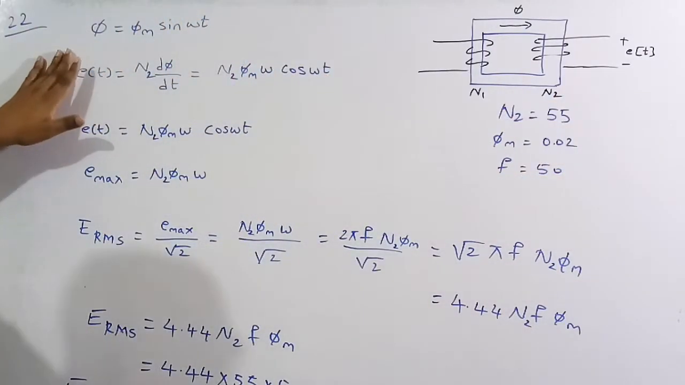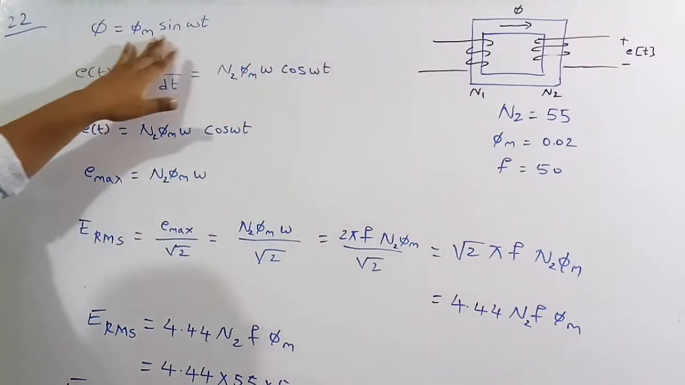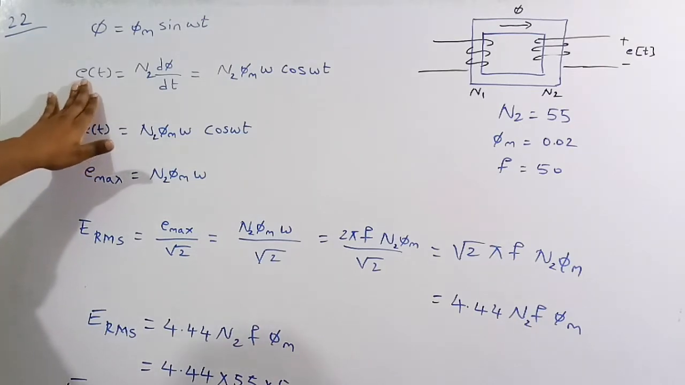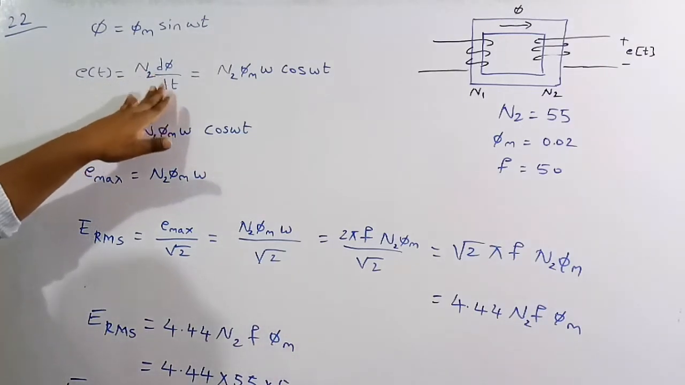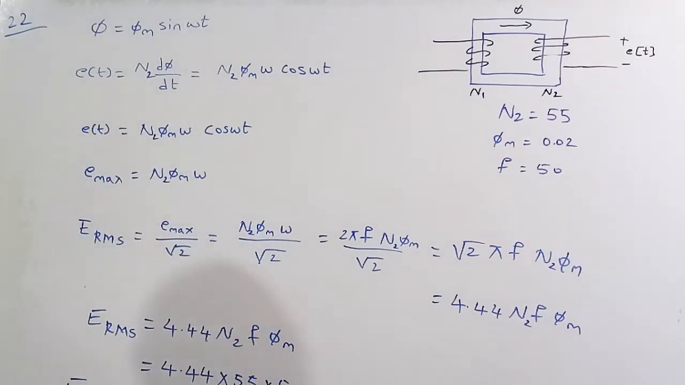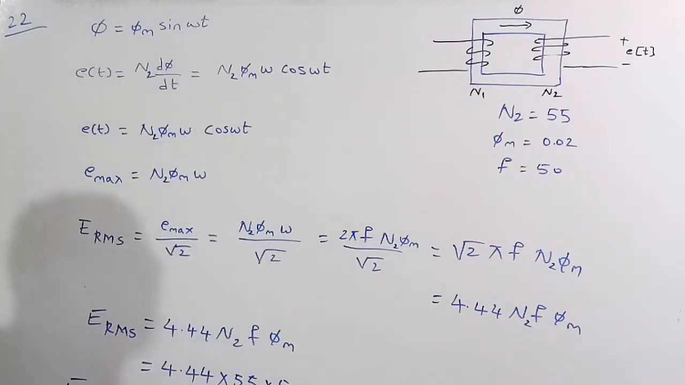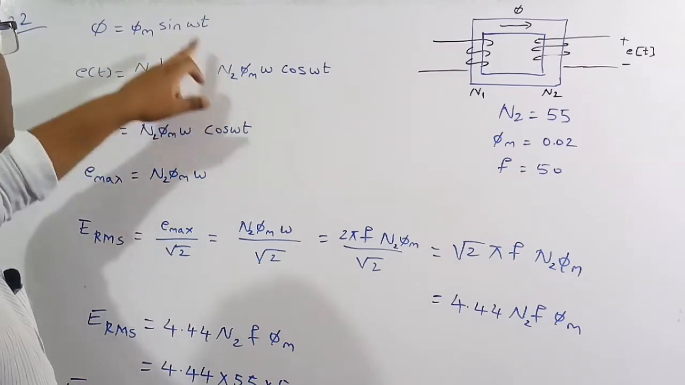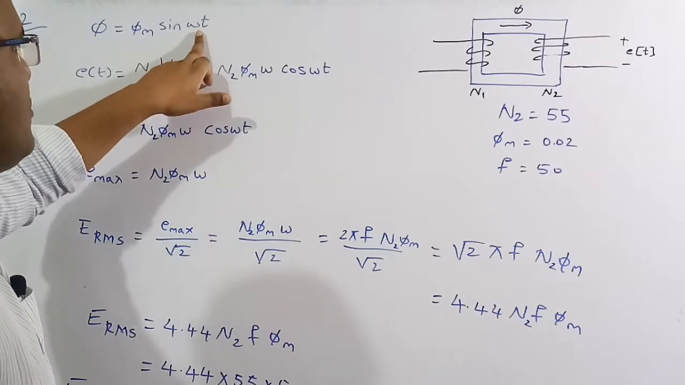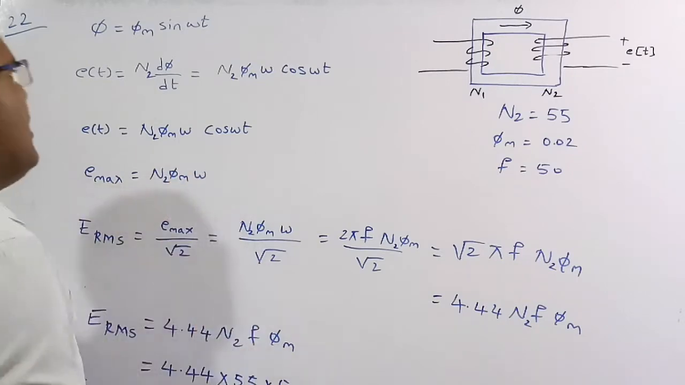The flux will always be sinusoidal in nature. Therefore phi is equal to phi m sin omega t. By using Faraday's law, the amount of EMF induced is N2 into d phi by dt, which is the rate of change of total flux in the winding. Now I am going to take the derivative of the flux. Phi m into sin omega t: sin omega t becomes cos omega t, and doing the inside derivative again, we get omega. Therefore E of t is equal to N2 phi m omega cos omega t.